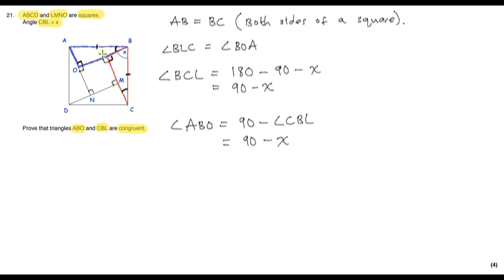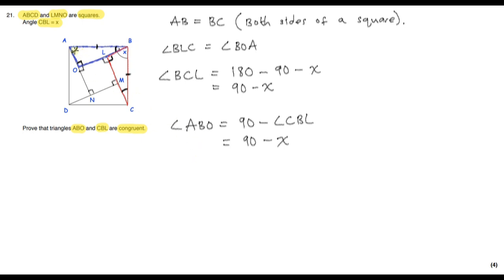And now the last thing to do is to prove that this angle here is x. We need to prove that this angle is x, because we've got an angle, a side length, we need another angle. So how can we prove that this is x? Well, we've got two of the angles in our blue triangle. We can just calculate this last angle.